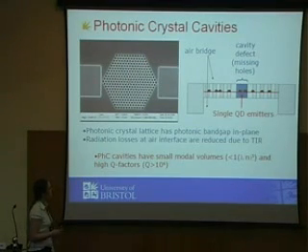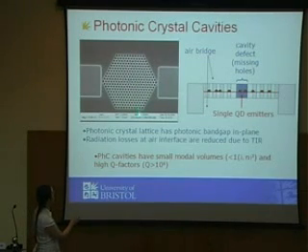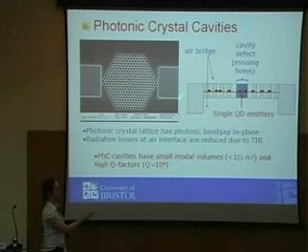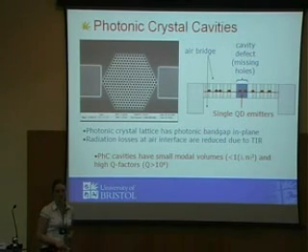To fabricate this practically, we make the photonic structure using electron beam lithography, and then we etch through the holes and etch underneath the structure as well. The idea is that you have confinement in the lateral direction, but also in the vertical direction due to total internal reflection.